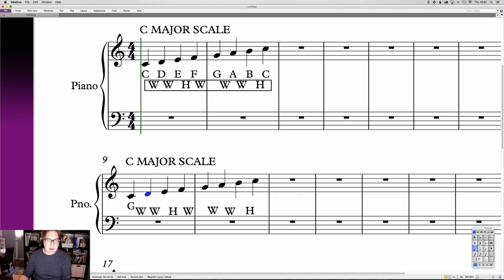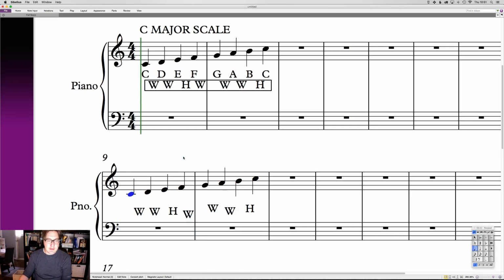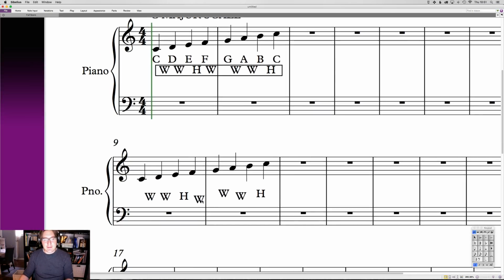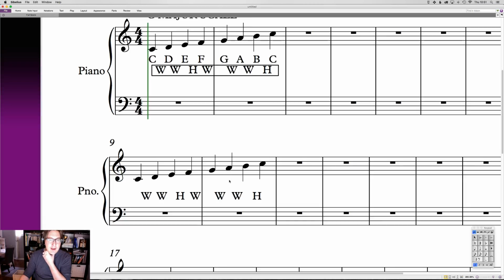Get rid of all of our note names here. This is no longer going to be C major. So what we have, these are horribly misaligned, but what we have is whole, whole, half, whole, whole, whole, half. Okay? It's the exact same as what's up on the top.